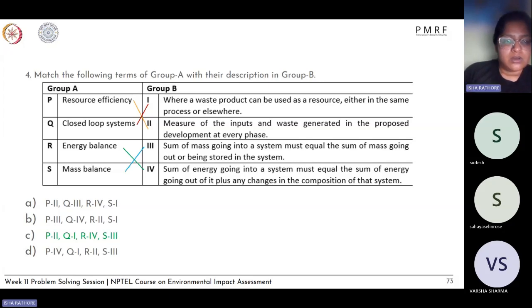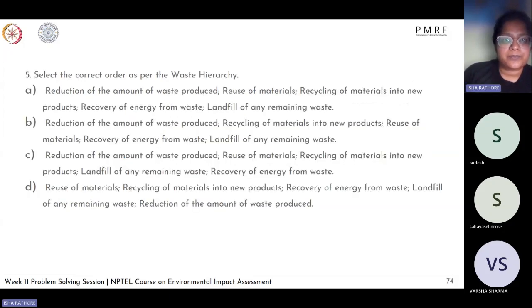Okay, so moving on to the next question. Select the correct order as per the waste hierarchy. So we start from the beginning, and the last one is the last option, the last thing that we need to do in the waste hierarchy. So we have reduce, reuse, recycle, recover, and landfill. So what is the correct order?